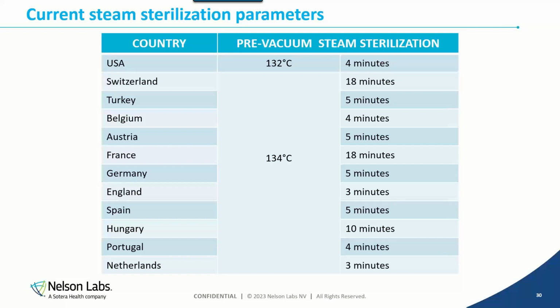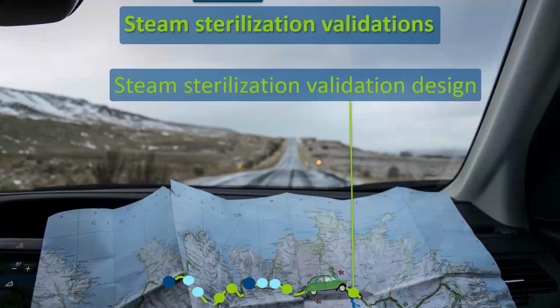Now, you can design, let's say, worst case scenarios in your validation that will allow you to specify multiple parameters in your IFU. And I will get into that. But before I do, I first have to talk to you about how we actually do these steam sterilization validations. So how we design these validations.